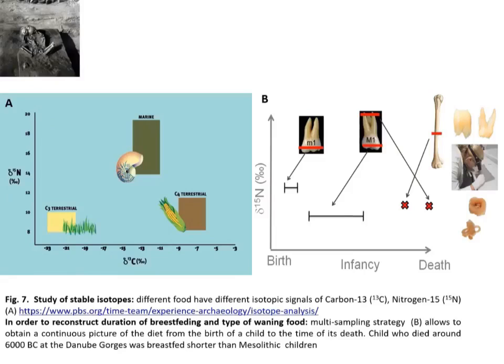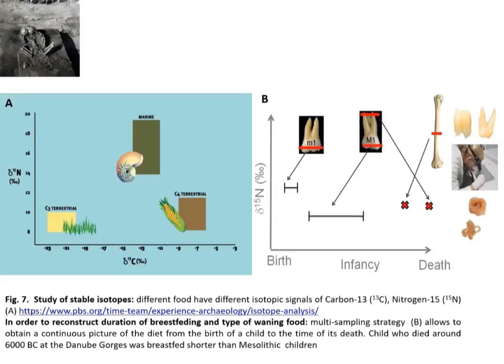The first step in an isotopic study is extraction of collagen, and after that the material is analyzed by mass spectrometry in order to detect the amount of specific isotopes. Those amounts may indicate what the diet of an individual was, because different foods have different isotopic signals.